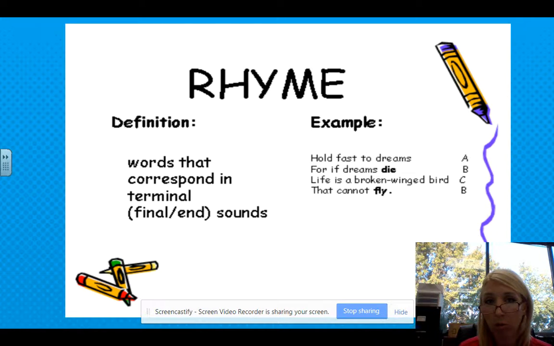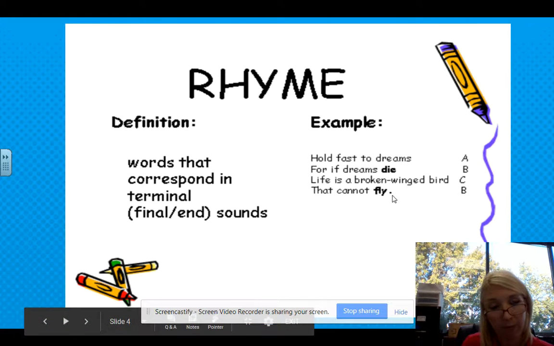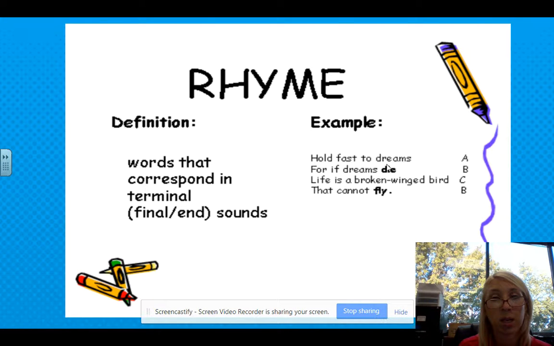So I know you guys probably all know what rhyme is. However, the technical definition of rhyme is words that correspond in terminal sounds, in the end sounds. So the end part of the word, not necessarily the end part of the line, not the beginning part of the word. So here, die and fly obviously rhyme. The beginning letters, the beginning sounds are different. We have a D and an F, which are different, but the ending sound, the terminal sound, the I sound at the end is the same. And so that's why this rhymes.